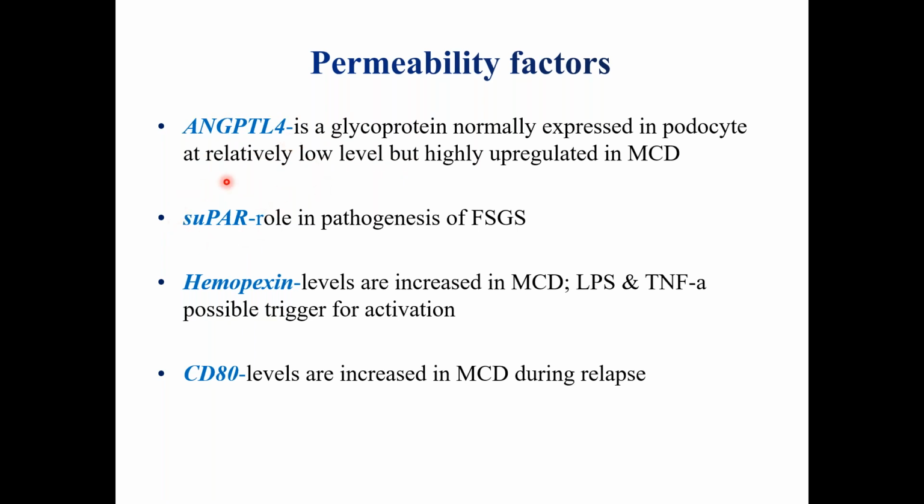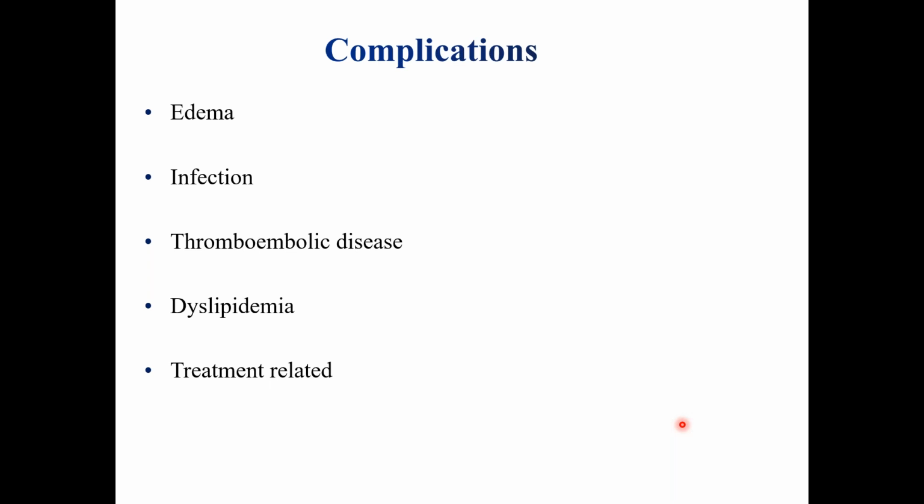Then a soluble urokinase, a soluble plasma urokinase, has been implicated in the pathogenesis of FSGS, and it has been found that in patients of focal segmental glomerulosclerosis, when there are episodes of relapses, the serum levels and urine levels of SUPAR actually increase. And similarly, other proteins like hemopexin and CD80 levels have been found to increase in patients in relapses of minimal change disease. So it is a possibility that many of these permeability factors are responsible for the proteinuria that is happening in childhood nephrotic syndrome. So what are the clinical features and complications of childhood nephrotic syndrome?